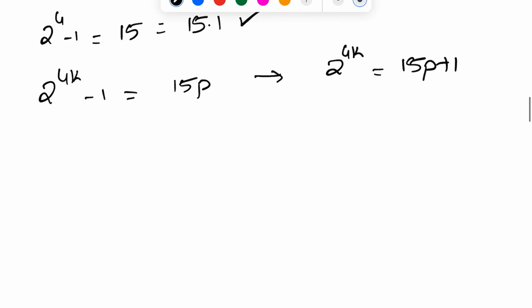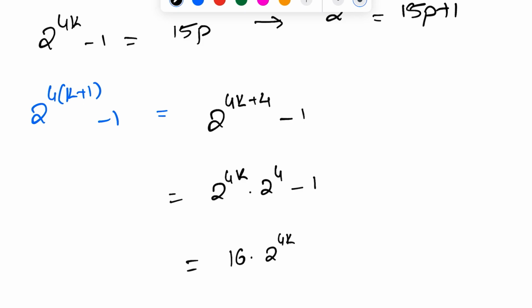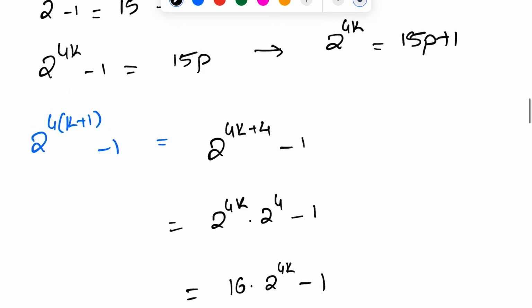Now I have to prove that it is true for n equals k plus 1. 2 power 4 times k plus 1, minus 1. So it should be proved as 15 times something. So how do I do that one? 2 power 4k plus 4 minus 1, which is 2 power 4k times 2 power 4, minus 1, which is 16 times 2 power 4k minus 1. What is 2 power 4k?